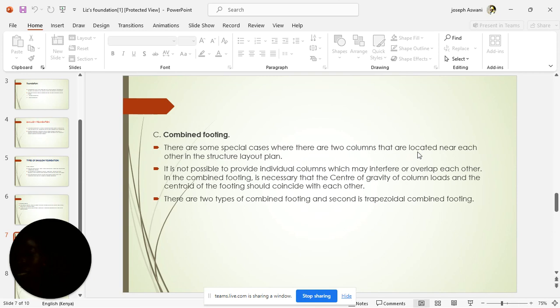I have a question there. What is it? I have not understood what that is. This is the type of shallow foundation, and that's number 2 type of shallow foundation.